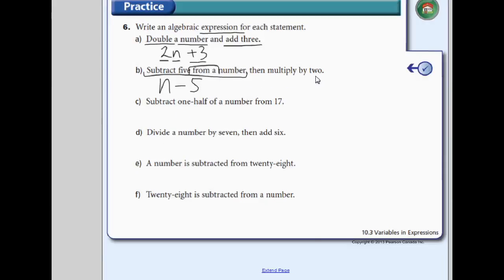Then it says multiply by 2. So here's where it becomes tricky. Now we're adding order of operations. It says to do this part first and then multiply. So if I wrote this, then multiply by 2, have I done it correctly?